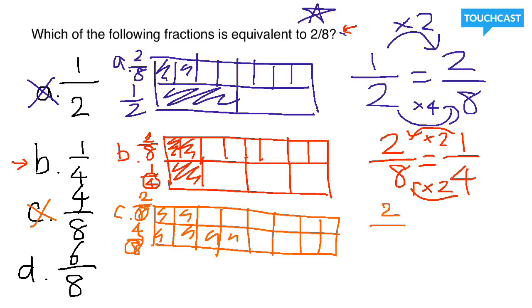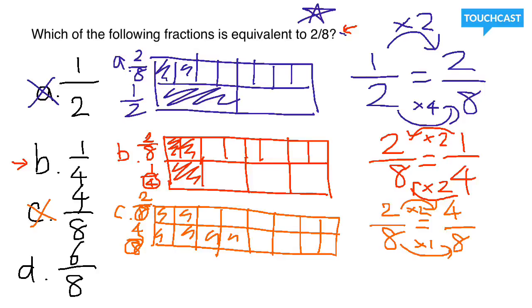Let's try with the algorithm. 2 over 8 equals 4 over 8. 2 times what equals 4? Times 2. 8 times what equals 8? Times 1. Do they match? No way.